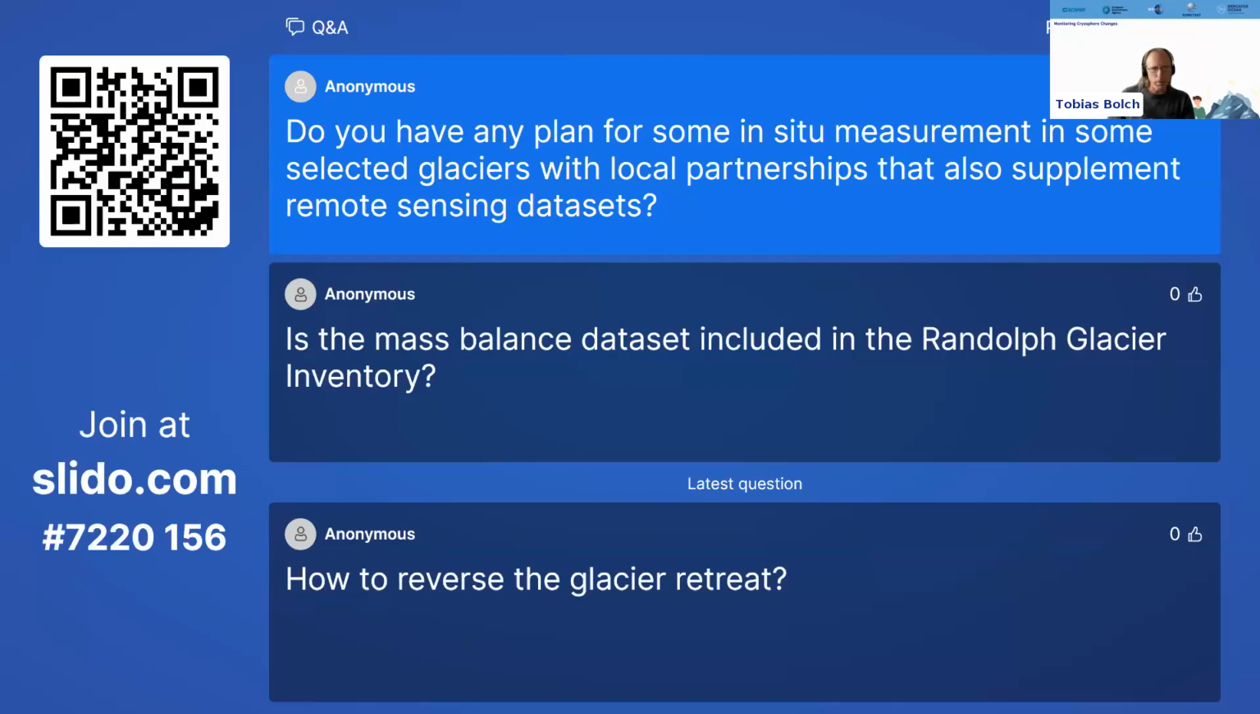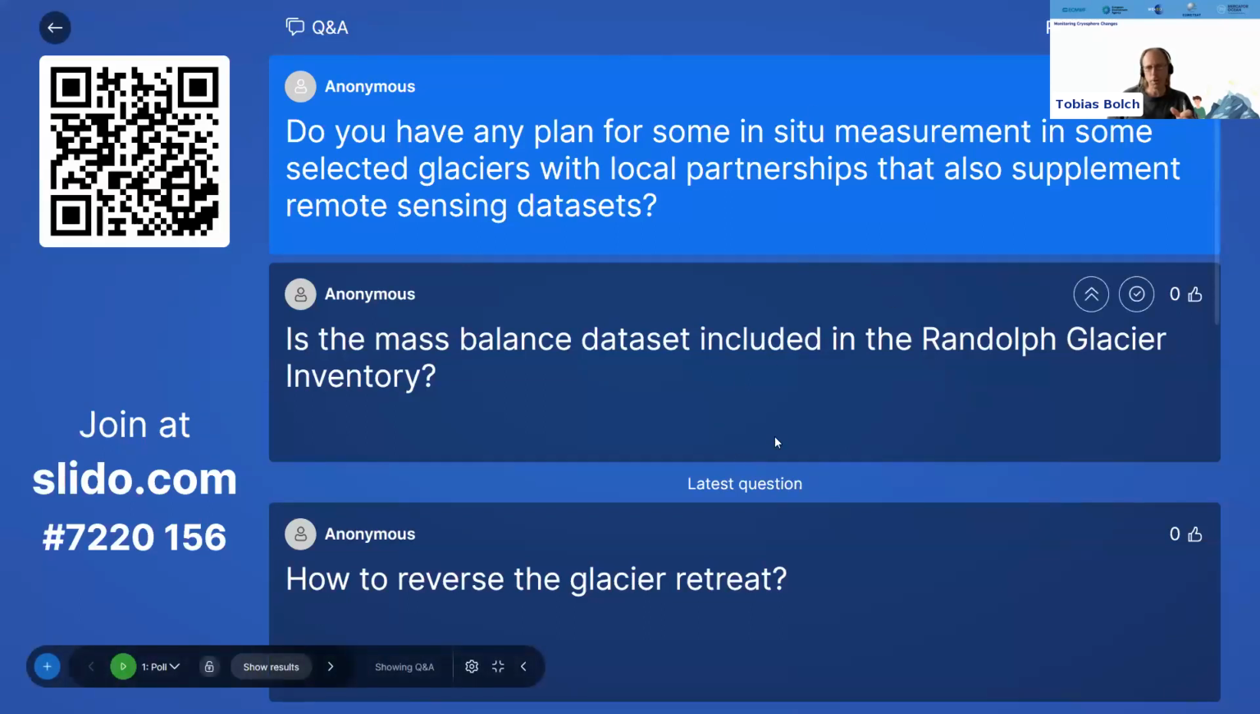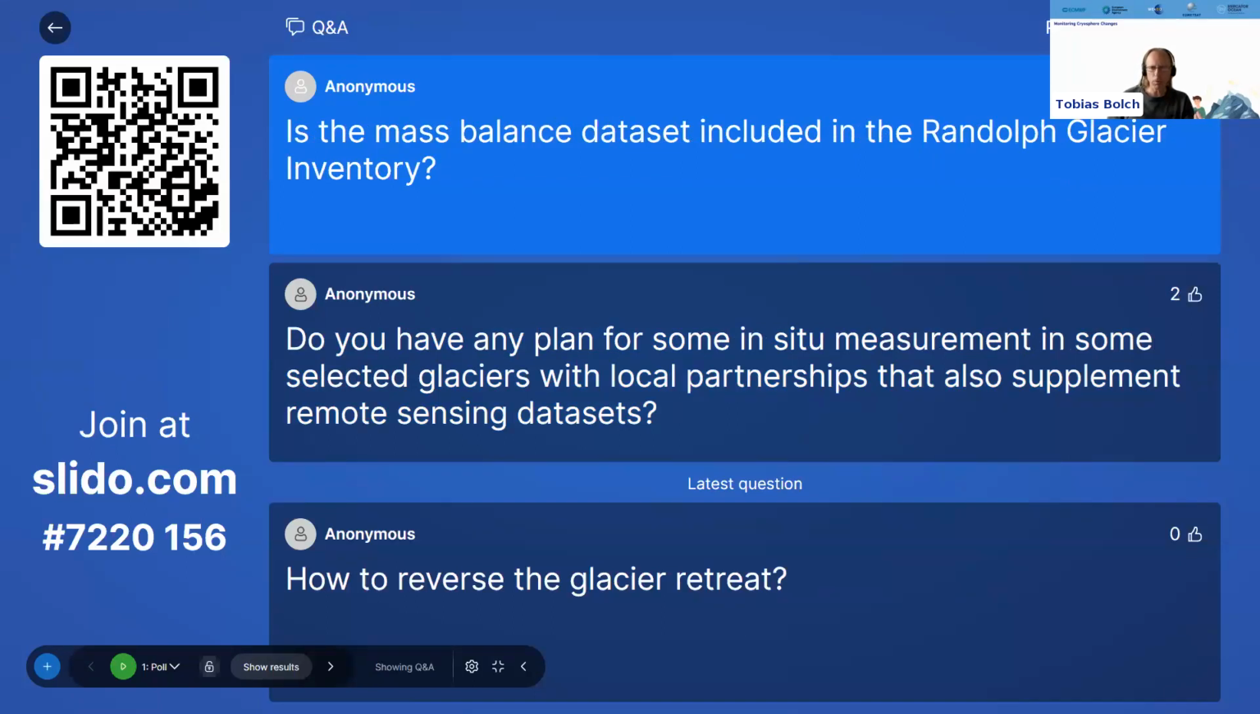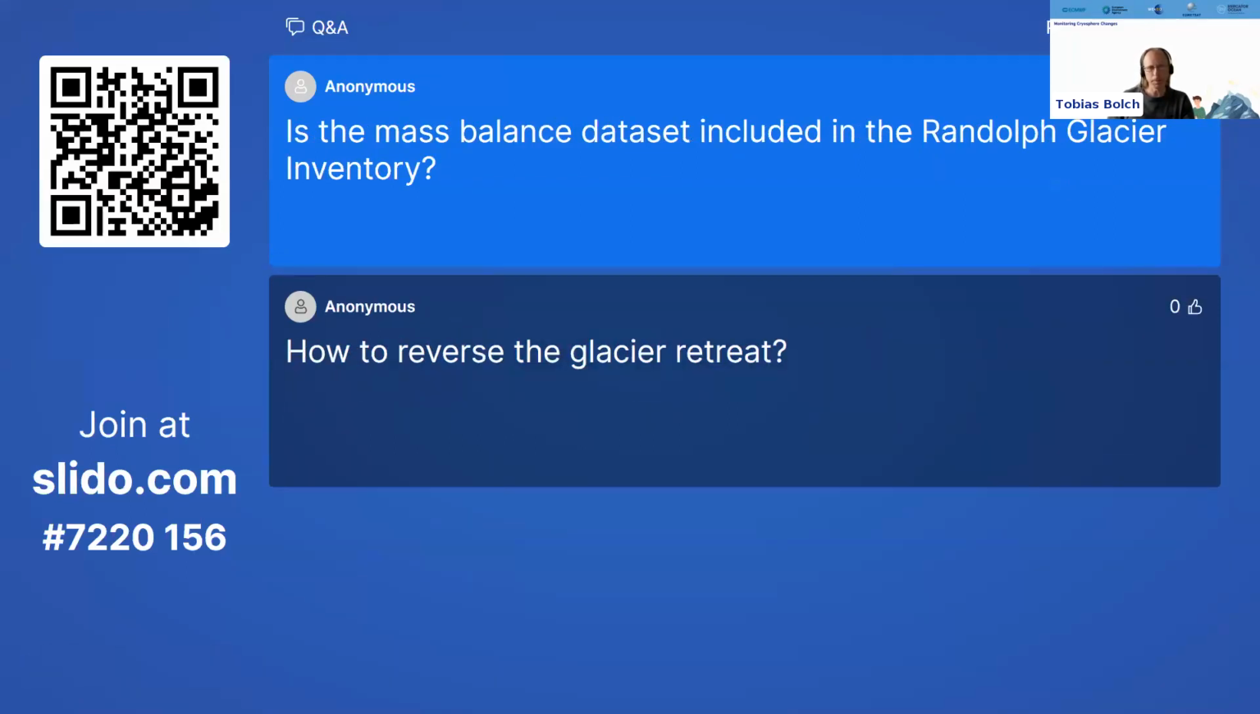And really, the mass balance data set is not included in the Randolph Glacier Inventory. This is basically an inventory where the glaciers are, but what you can do, you have an ID of each glacier, and you find then the information in the mass balance data set which glacier it is, and can then relate it to the Randolph Glacier Inventory. So we all basically are within the GTN-G, the Global Terrestrial Network for Glaciers, and Randolph Glacier Inventory Working Group, and the World Glacier Monitoring Service, and also the ESA Climate Change Initiative. We are all in very good contact and really collaborate with each other.